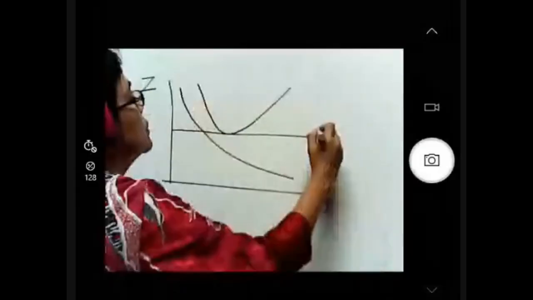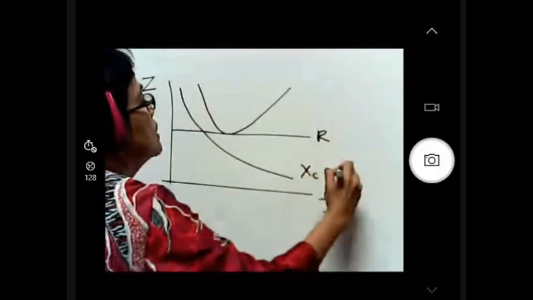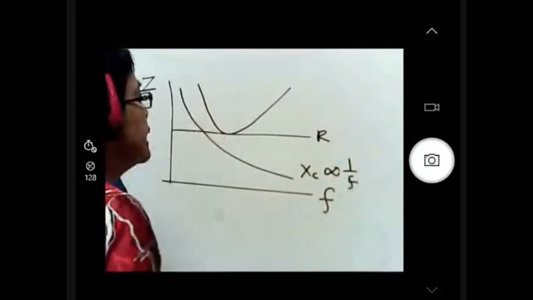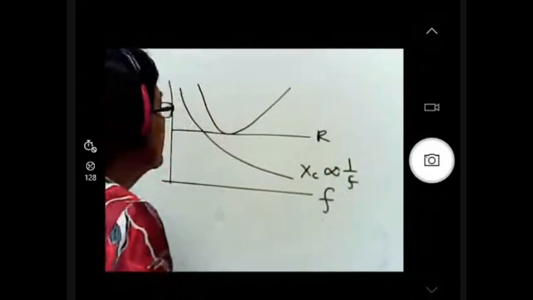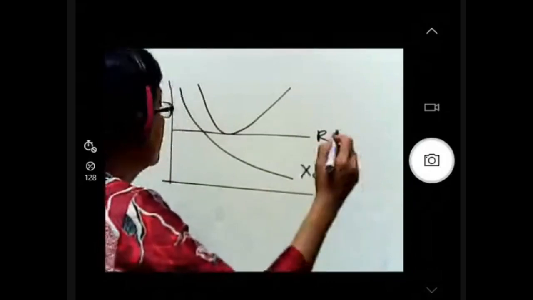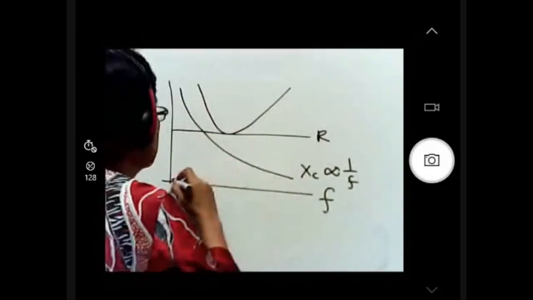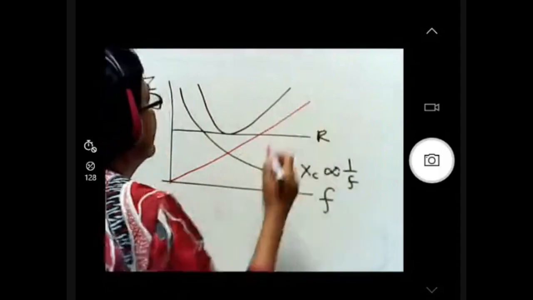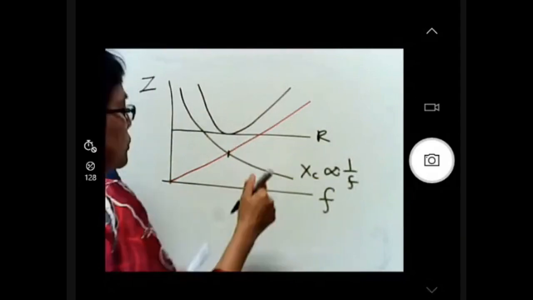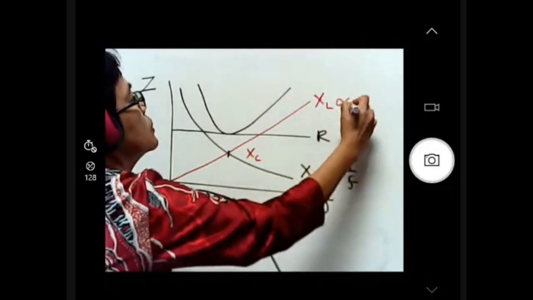So this is XC, which is inversely proportional to frequency. And for the inductor, the inductive reactance is directly proportional to frequency. So the graph is a straight line. Forget to use a different color. Okay, it's a straight line. So this one is XC, and this one is XL, proportional to frequency.